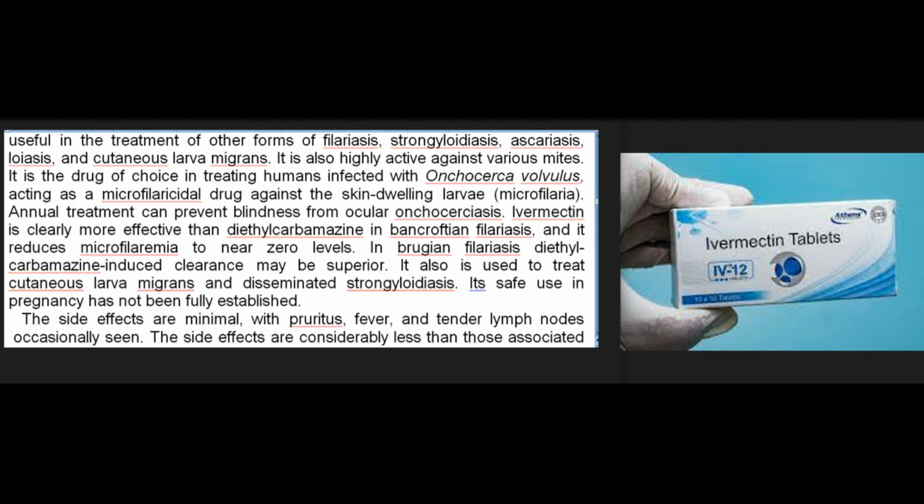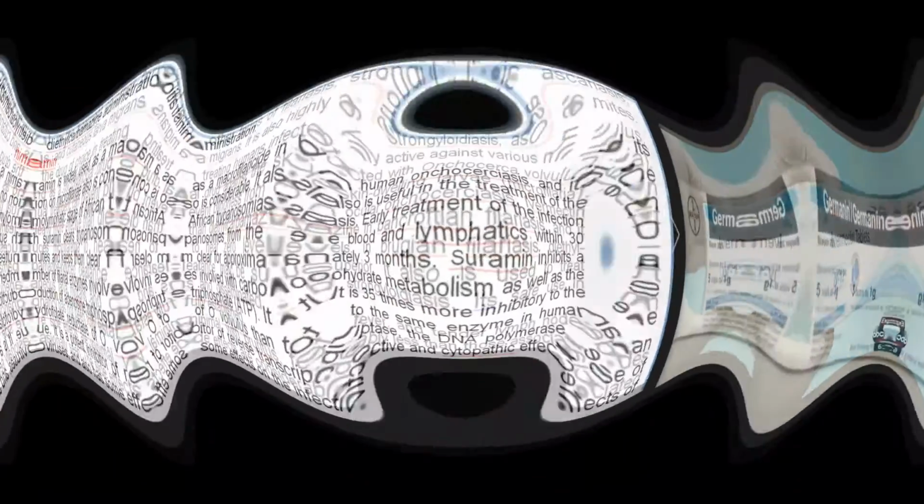Its safe use in pregnancy has not been fully established. The side effects are minimal, with pruritus, fever, and tender lymph nodes occasionally seen. The side effects are considerably less than those associated with diethylcarbamazine administration.